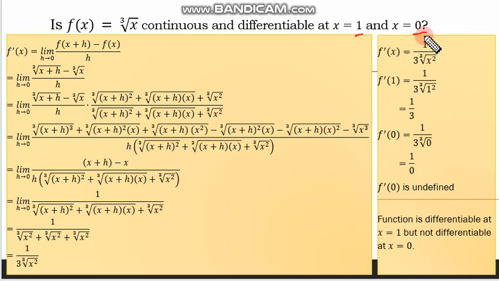Okay, so the function is the cube root of x. Using the alternative definition of the derivative, f prime of x is equal to the limit of f of x plus h minus f of x over h as h approaches 0. So f of x plus h is the cube root of x plus h, minus f of x, which is the cube root of x, all over h.